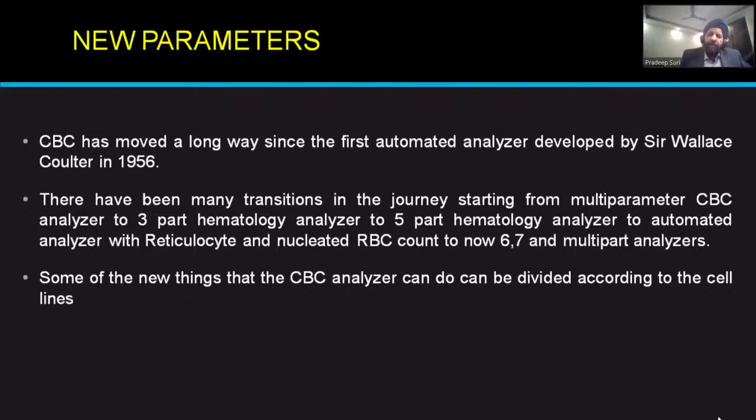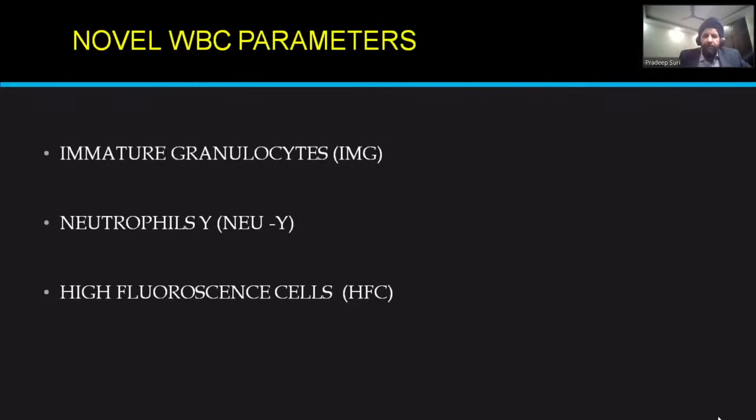But broadly, all the new parameters that are available on the modern analyzers are still classified according to the cell lines, that is RBC, WBC, and platelets. Since the topic is novel WBC parameters, I'll be covering some interesting new WBC parameters, which I feel have got a lot of clinical relevance and a lot of traction in today's diagnosis. So broadly, I'll be covering 3 parameters.